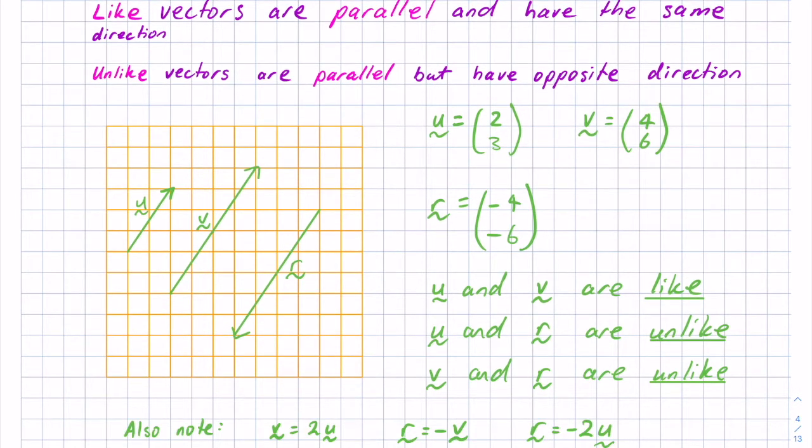Now let's also note that v is equal to 2u, and r is equal to -v. They have the same magnitude but opposite direction. And you can really see that with these numbers here as well, that r is equal to negative of v. And also r is equal to -2u. So multiply this one by -2 and you'll get that one.